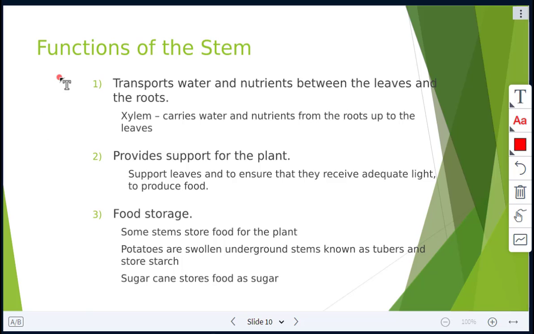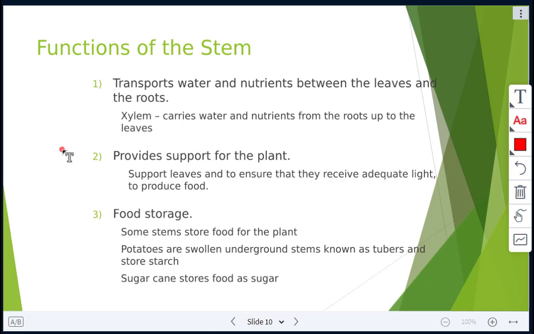Right, so the first function of the stem, it transports water and nutrients between the leaves and the roots. All right, so you've probably heard of xylem before. Xylem carries water and nutrients from the roots up to the leaves.